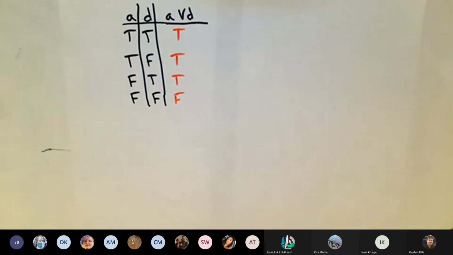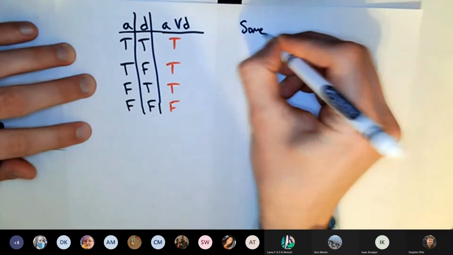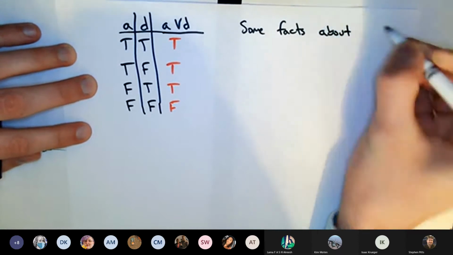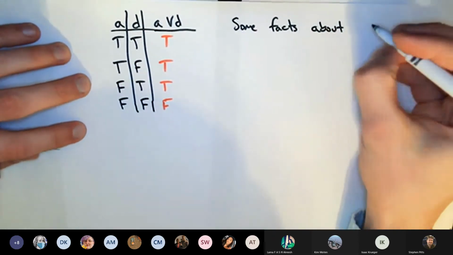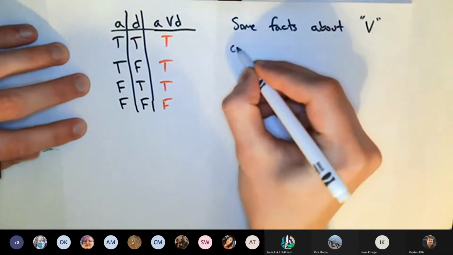So I'm going to give you a similar little list of facts here because it's nice to have these, so you don't have to re-walk through all the logic every time you build a table. Some facts about or compound statements.